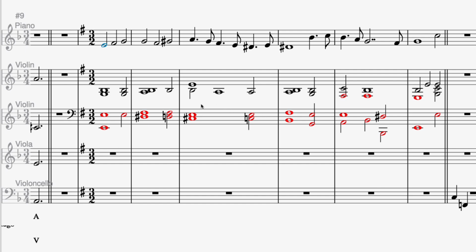Okay. All right. So let's analyze this sucker. See what we got.